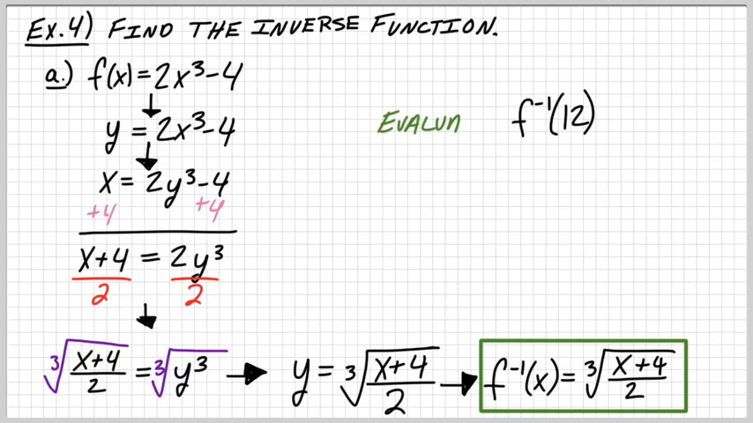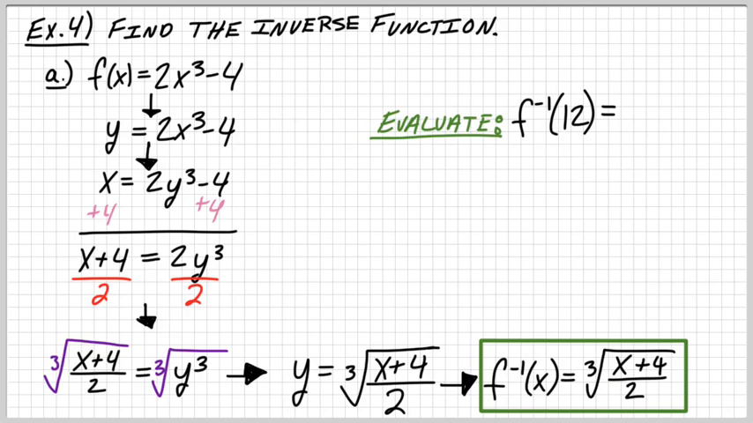I want you to evaluate f inverse of 12. So we're really used to seeing f of 12. We're not really used to seeing f inverse of 12. But look, we have the inverse function right here. So function notation means to plug something in. So f inverse of 12, here's f inverse of x. We just have to go plug 12 into this function and get our answer.